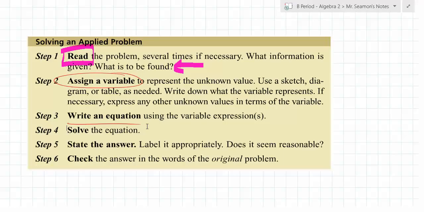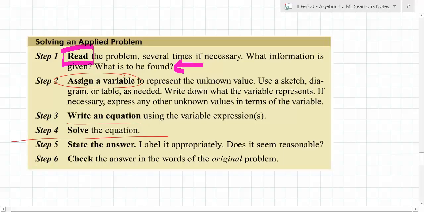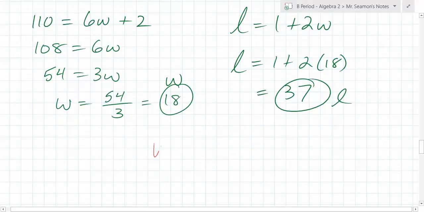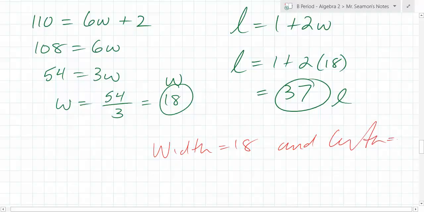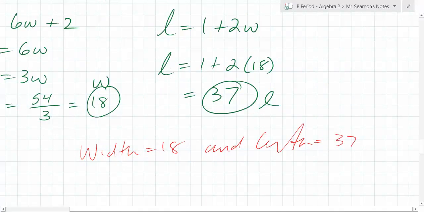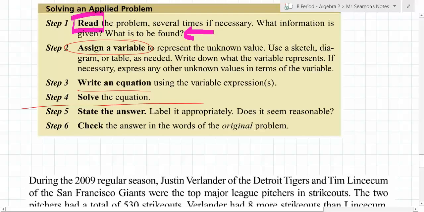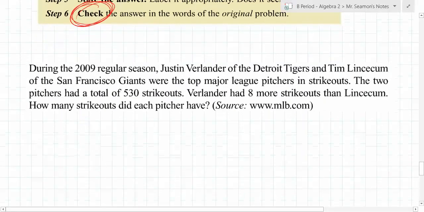Then state your answer. Most people stop here. When I say state your answer, what we could say would be like the width equals 18, and the length is 37. That would be stating your answer. What's that last step that a lot of people don't do? Check. I am not requiring you to do it every single time unless I tell you to, but if you have time, check your answer. Check it, check it.